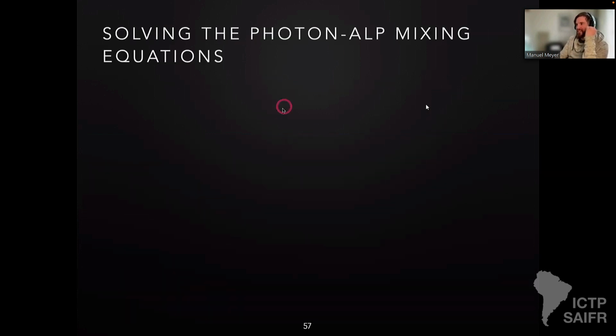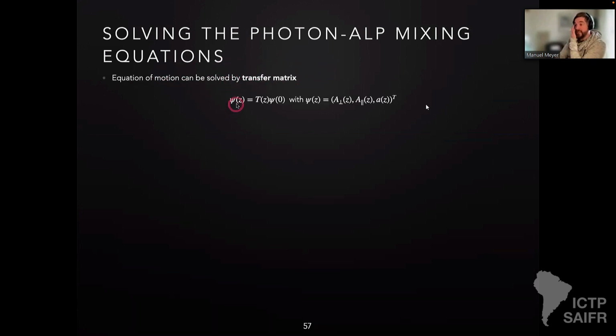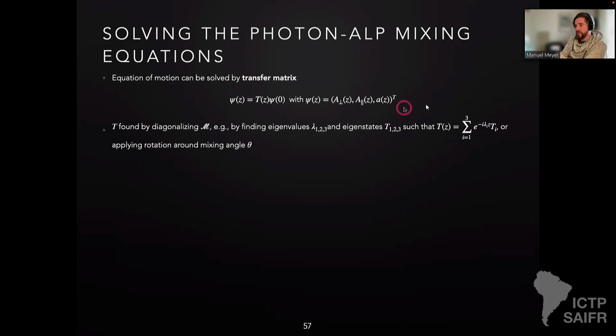So, one more slide on solving these mixing equations. You can solve this with what people call a transfer matrix. The ansatz is that your state at z is the state at z equal to 0, acted on by a transfer matrix that brings you from z equal to 0 to z. This psi is just given by the vector I was showing you before. You can find these transfer matrices. The first step is to diagonalize this mixing matrix and find the eigenvalues. Then you do the superposition ansatz here.